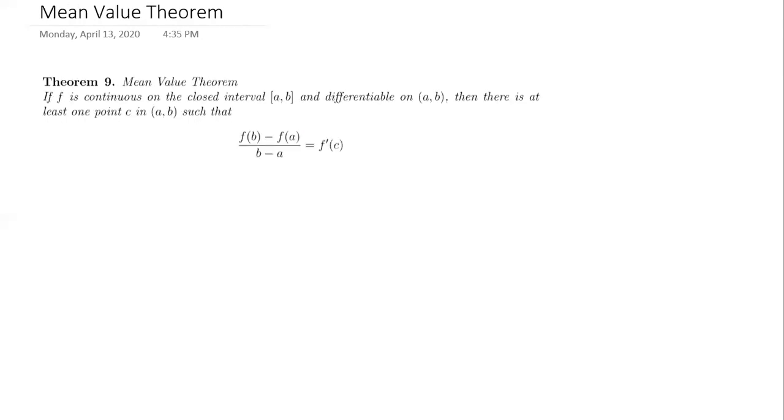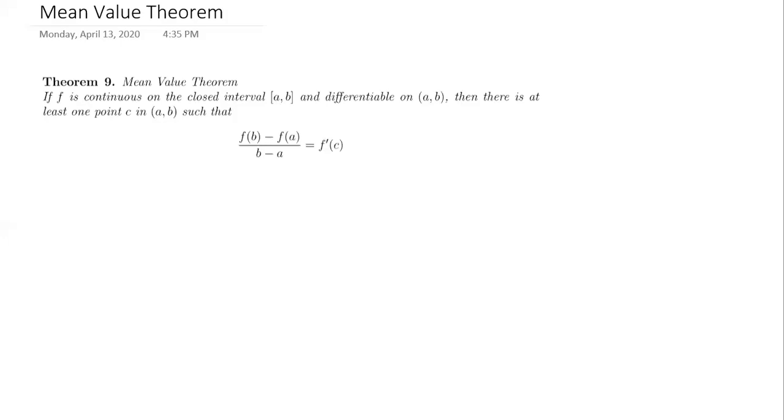Here we're going to have the same first two assumptions, which show up in every theorem we see. f is continuous on the closed interval [a, b] and differentiable on the open interval (a, b). Those are the only two conditions we need, so we drop the condition that f of a equals f of b. As long as those are satisfied, there is at least one input c in the interval (a, b) such that f of b minus f of a over b minus a equals f prime of c. That's what the theorem says.